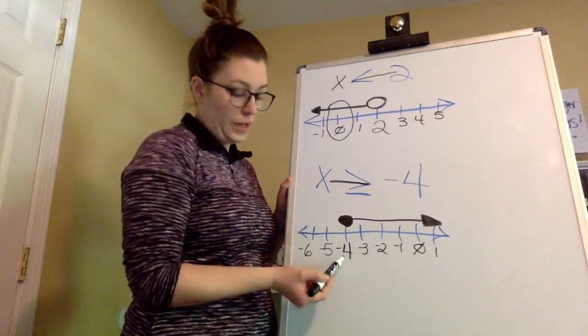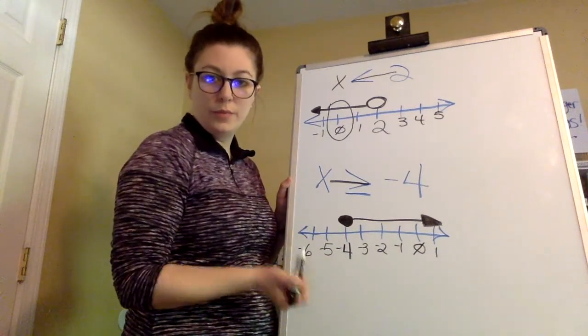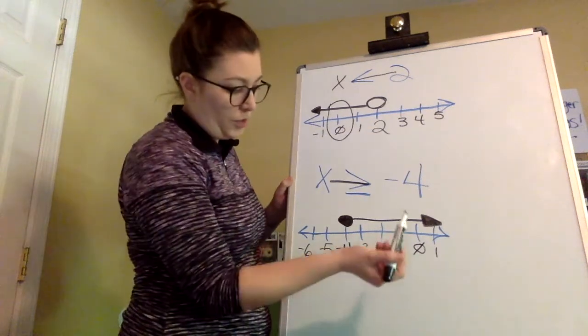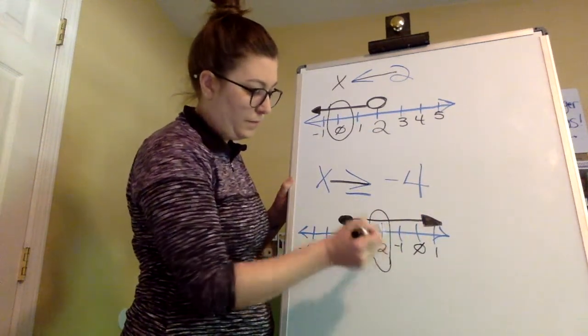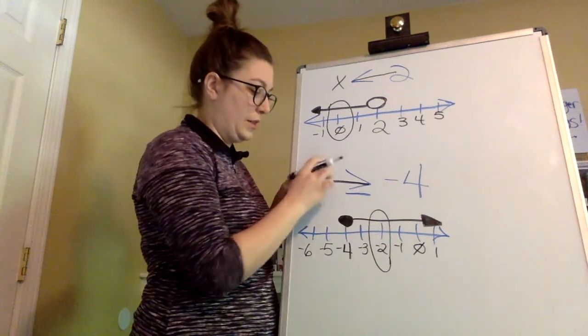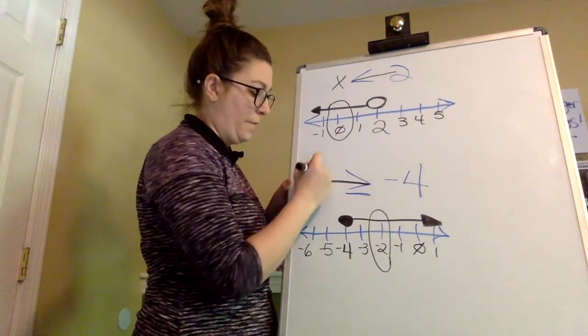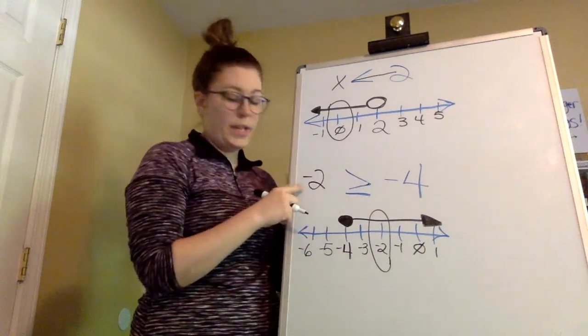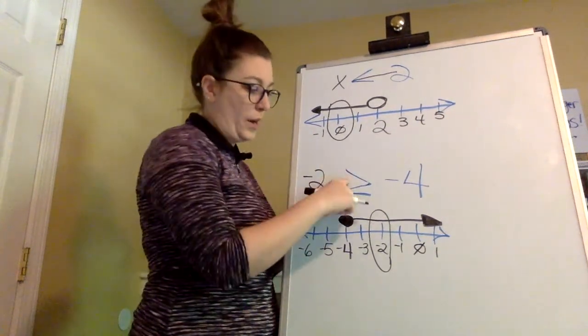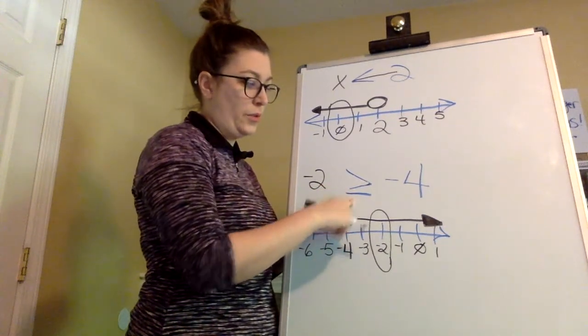And we already did -4. We already showed you that that was an example that could be a solution. So I'm going to choose -2. So I'm going to take this x and take it away here. I'm going to move this so that we can see our symbol. So -2 is greater than or equal to -4.